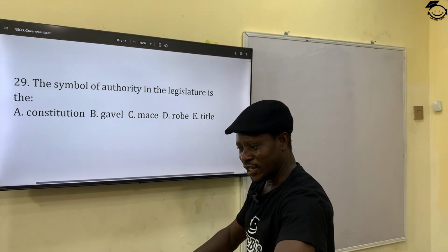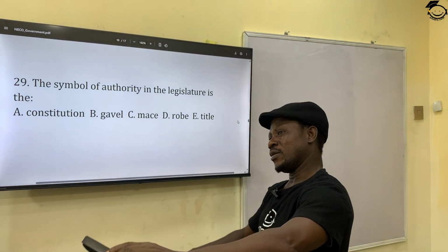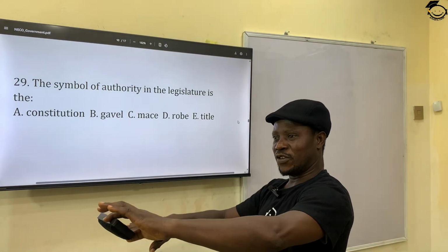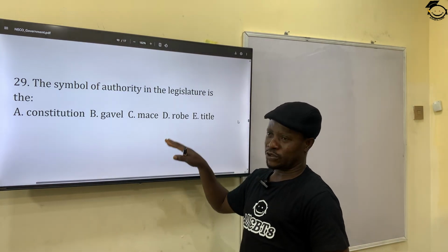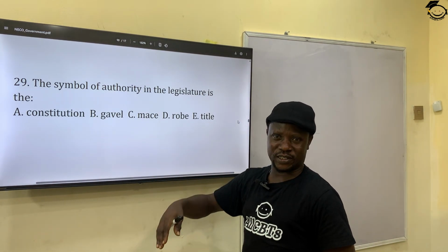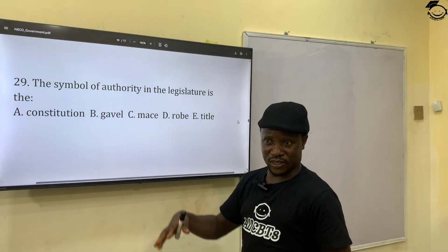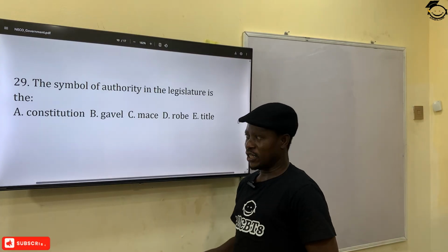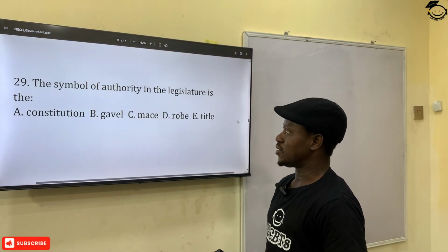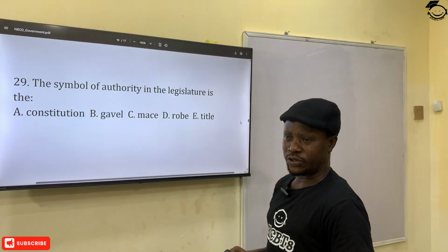When this mace gets to the house, it will be lying down in front of the chamber, right in front where you have the officer seated. It is a sign of authority. When this mace is not present in a legislative assembly, whatever is being discussed is null and void. It's very important to have the mace in a legislative assembly. It's a symbol of authority.